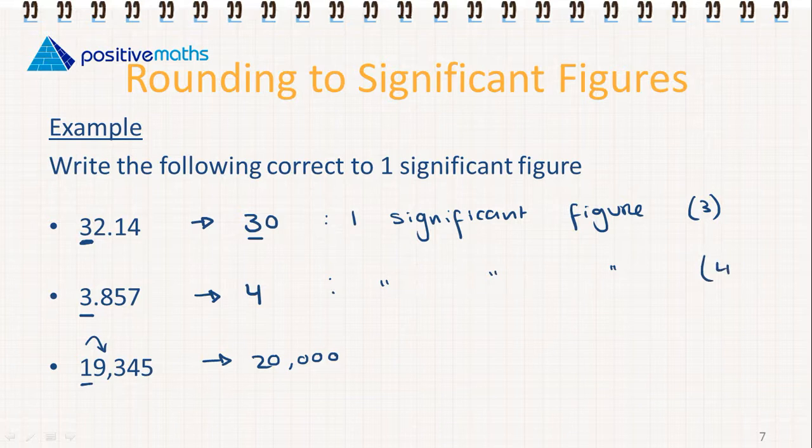So, in all of these 3 numbers now, we've rounded to one significant figure. Our significant figure in 30 is 3, in 4 it's just 4, and in 20,000 it's 2. Our first number had 4 significant figures, this has 4 as well, and this has 5. We have now changed them so that they are rounded either up or down slightly, and they have one significant figure each.